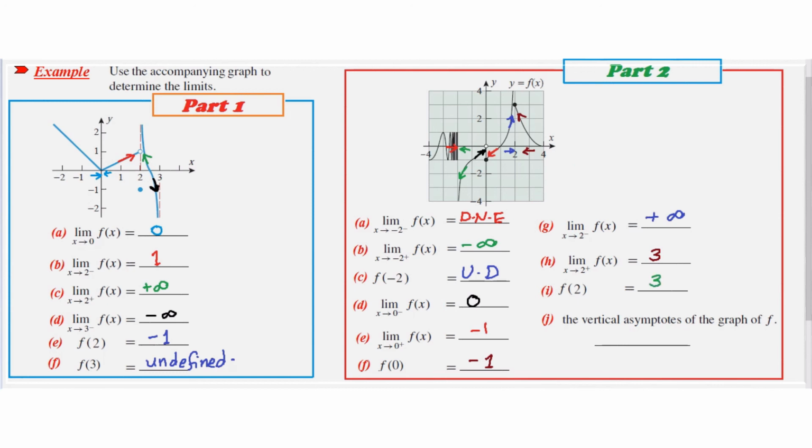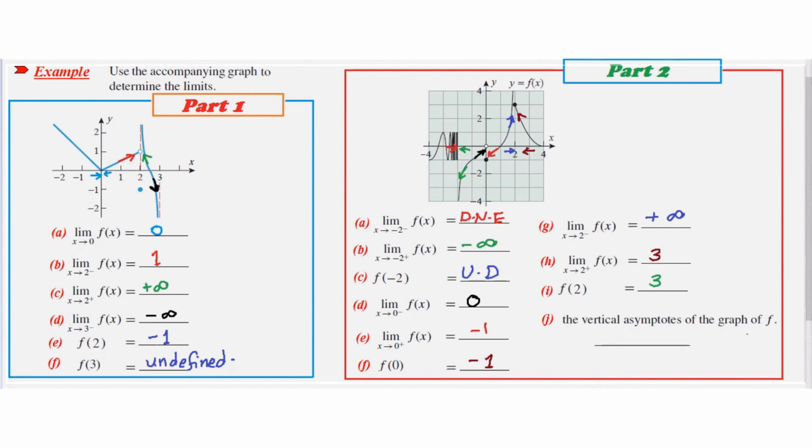Now, since the limits to the right of 2 and to the left of 2 are not equal, the limit of f of x when x goes to 2 does not exist, because we have different values of the limit.